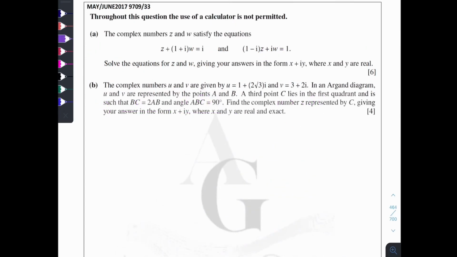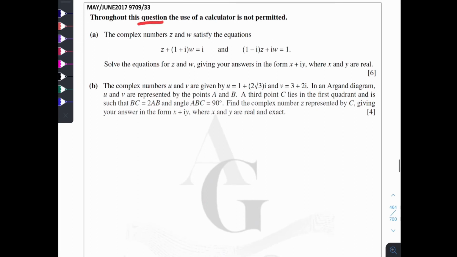Let's have a look at the more complicated question now. Throughout this question, the use of the calculator is not permitted. So now you have 2 equations here. Given that z and w are both complex numbers, you are asked to solve the equations for z and w, giving your answers in the standard form x plus iy, where x and y are both real numbers.